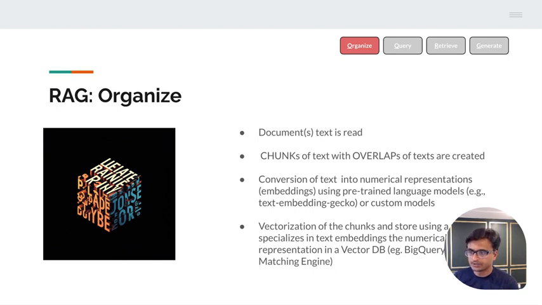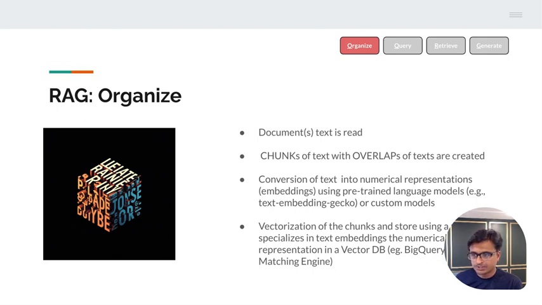Firstly, within organize. What does organize do? In this step, the document's text is read. After reading, chunks of text with overlaps of text are created. You might wonder why I have them capitalized, chunk and overlap capitalized. That's because those two are the most important input levers for a retrieval augmented generation system, and I will explain a little bit more later on those.